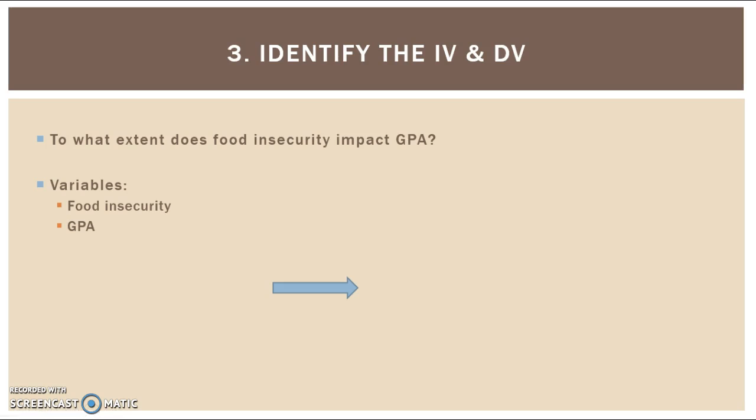Next question that we ask ourselves is, which variable is influencing the other? In this situation, we can see that it's looking at, to what extent does this impact this? To what extent does food insecurity impact GPA? In that case, we can fill in food insecurity and how that impacts GPA. So then we know that food insecurity is our independent variable, which is potentially influencing our GPA, which is our dependent variable.